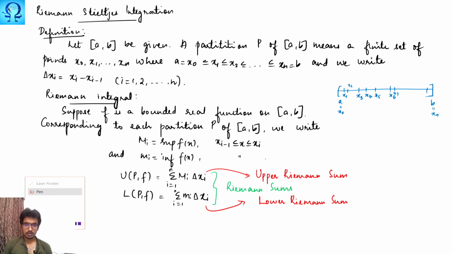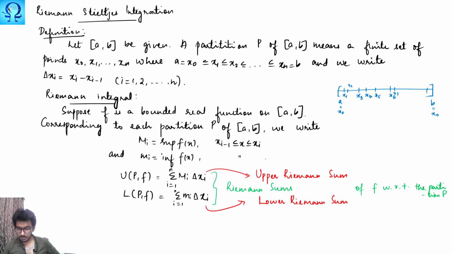Okay, here that is something in general. Upper Riemann sum and lower Riemann sum of the function f with respect to the partition P. So to this partition, this is the upper Riemann sum and this is the lower Riemann sum. In a similar way, if you take another partition, for that also you are able to find another upper Riemann sum and another lower Riemann sum.